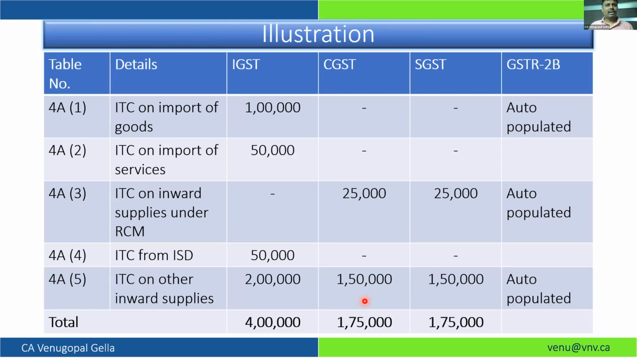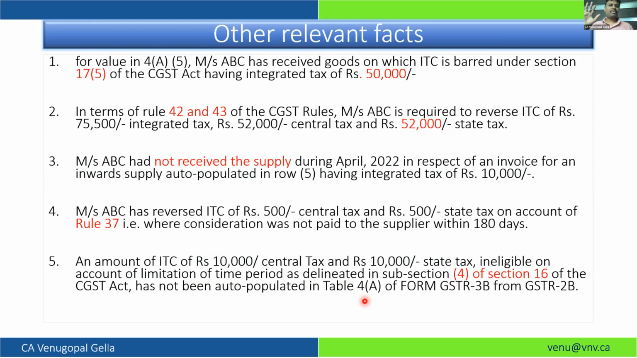The next slide. Now, you will not disturb the value which is there in the 4A5. What you would be doing is this value which you are now finding, that 50,000 rupees which is not eligible, you will be reporting under 4B1. You will be reporting under 4B1 because after reversing it, there is no requirement of availing it. There is no requirement of re-availing the credit. So you will be reporting this under 4B1. That is point number 1.